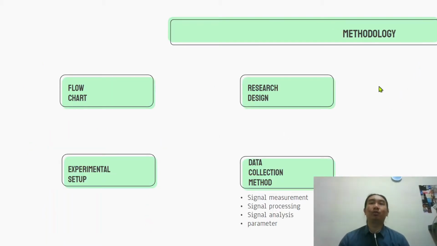Next, we move on to the methodology. We have four: first flowchart, research design, experimental setup, and then data collection method.